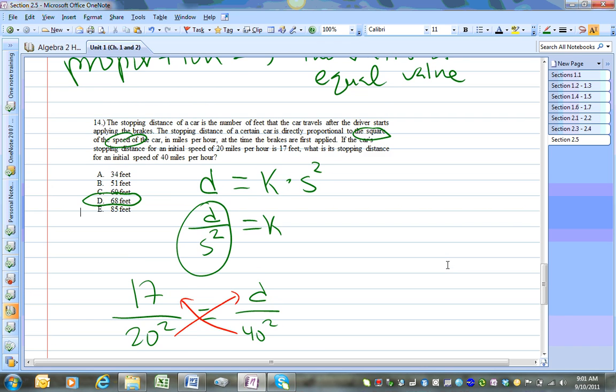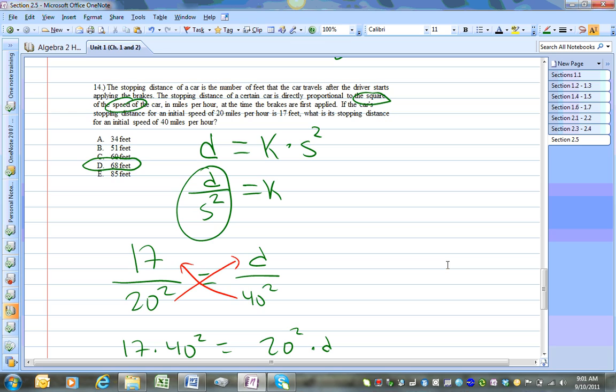If you didn't square the speed, you probably would have had 34 as your answer, and you would have fallen for one of the traps that the SAT does when it comes to some of their math questions. So you really want to be careful when you do these problems. But of course, it helps to know the main concept.